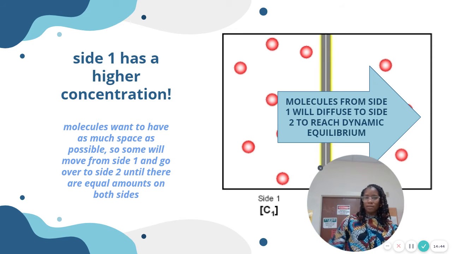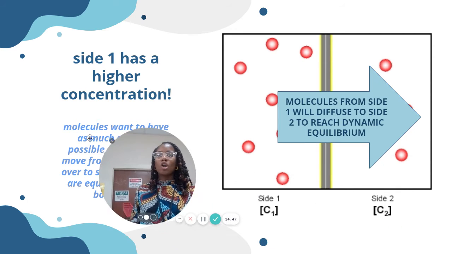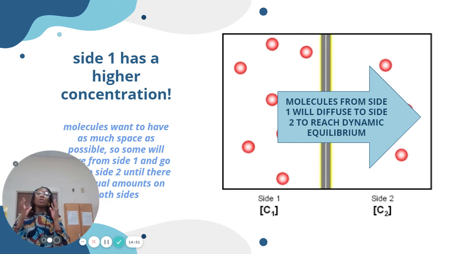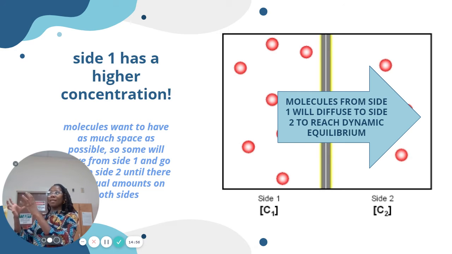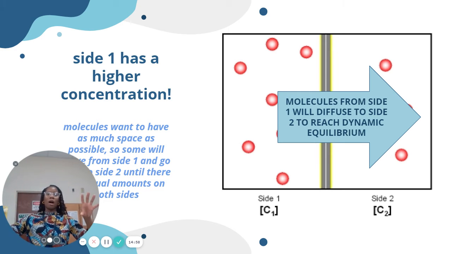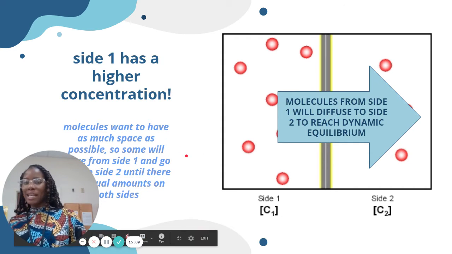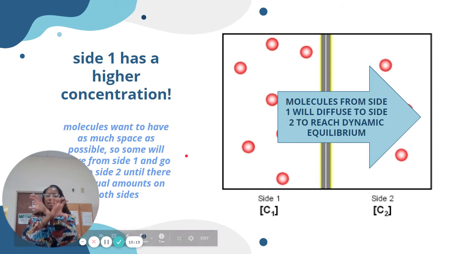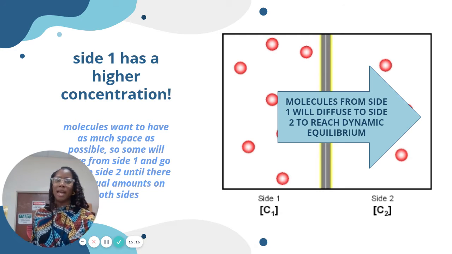lower concentrations. They're going to reach what is called dynamic equilibrium. What students sometimes might think is that it goes from high concentration to low concentration and then they just stop. No, they don't stop. They're going to constantly move, right? They're going to constantly move, but they're going to move in equal ways. That's what's known as dynamic equilibrium. So it's equilibrium, they're equal, but it's dynamic. Dynamic means that there's motion, there's movement happening.